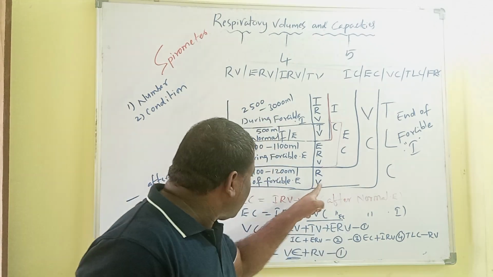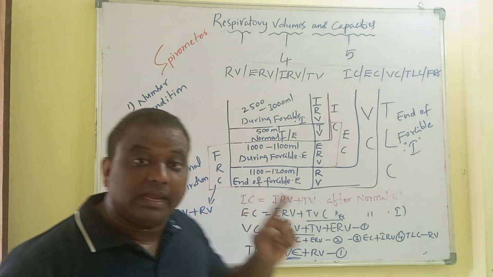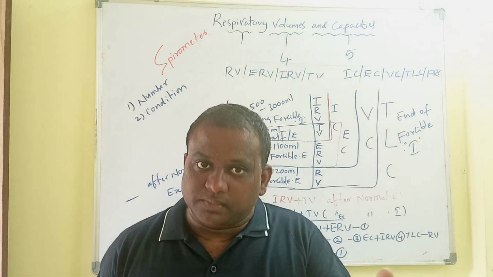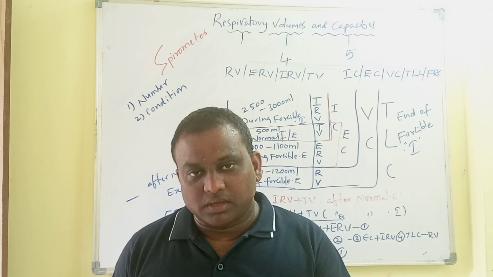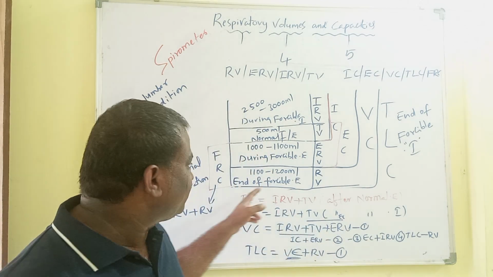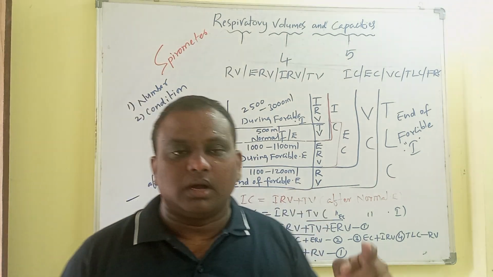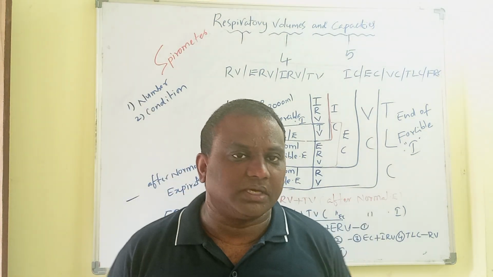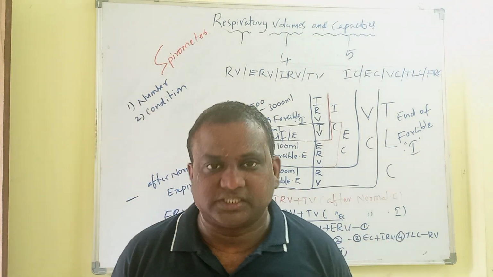When it comes to RV, what is the condition here? RV, or residual volume, is the amount of air that remains in the lungs at the end of forcible expiration. The conditions are very different, the numbers are very different. Residual volume is after a forcible expiration, and functional residual capacity is after normal expiration.